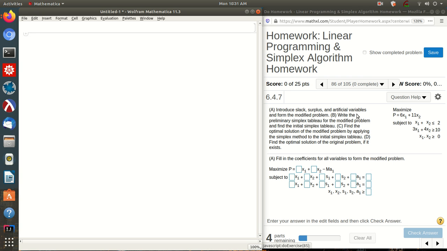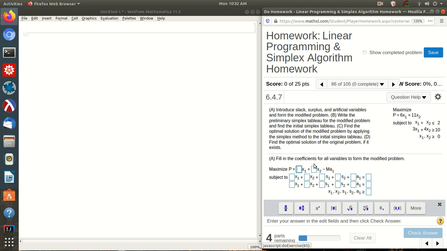Introduce slack, surplus, and artificial variables and form the modified problem. I'm working on problem number 86. Write the preliminary simplex tableau for the modified problem and find the initial simplex tableau. Okay, so let me read that one more time. Introduce slack, surplus, and artificial variables and form the modified problem. That's part A. Part B is write the preliminary simplex tableau for the modified problem and find the initial simplex tableau. Part C, find the optimal solution of the modified problem by applying the simplex method to the initial simplex tableau. And finally, part D, find the optimal solution of the original problem if it exists. Okay, so let's get started.